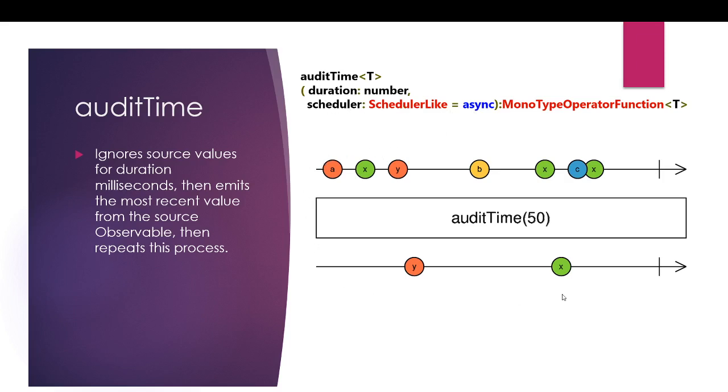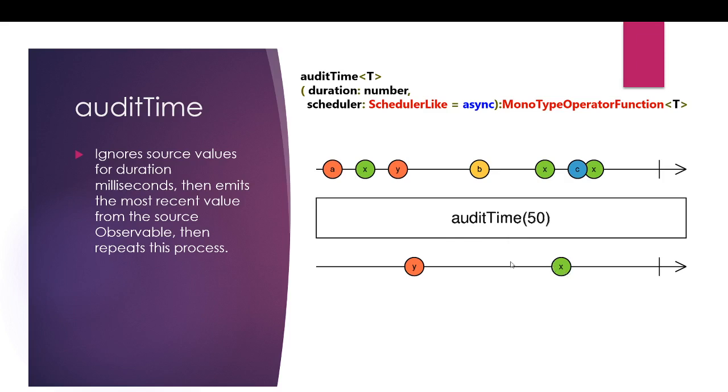As you can see in the marble diagram, there's x and y, and here in auditTime we are specifying 50 milliseconds, and y is emitted. So maybe the 50 milliseconds happens somewhere in the duration between x and y. After 50 milliseconds, the next value emitted by the source observable is emitted by the result. Here you can see y, and similarly it waits for another 50 milliseconds, and whatever next value appears after that will be emitted.